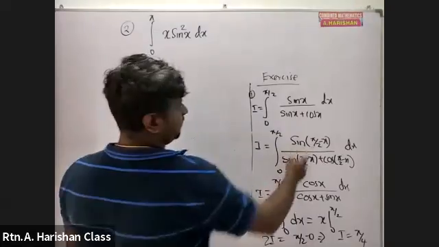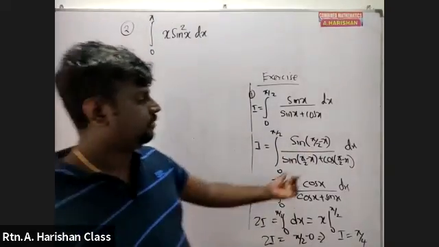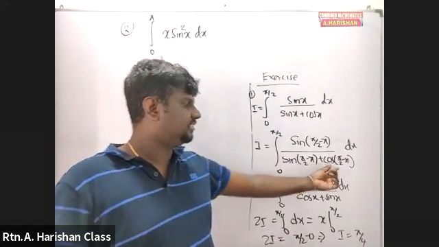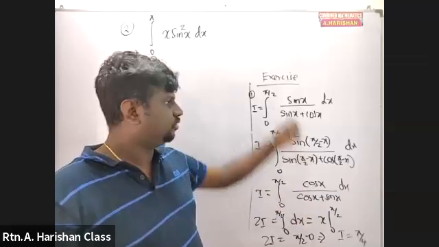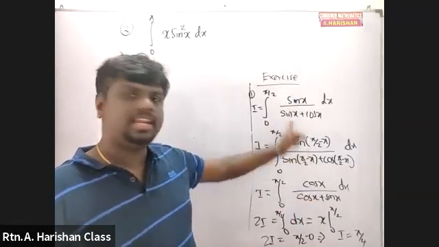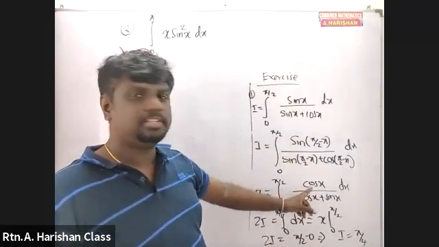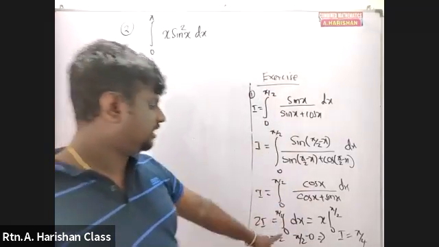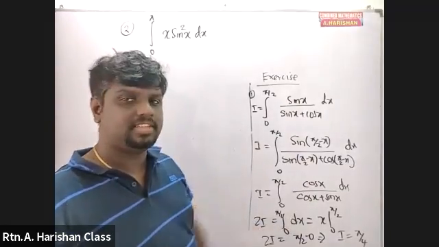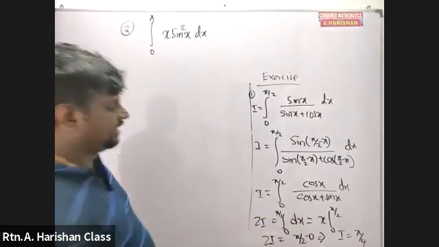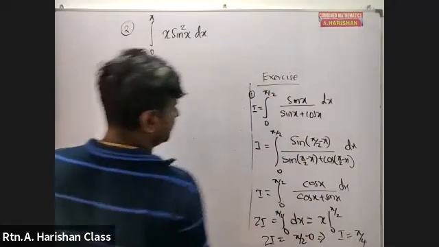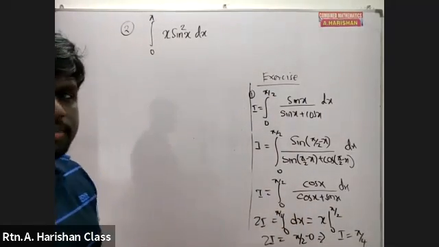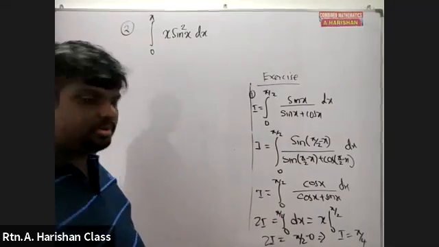So this is sin of (pi by 2 minus x) over sin of (pi by 2 minus x) plus cos of (pi by 2 minus x). So this is cos x, this is sin x, this is cos x. If you add these two, denominators are same. So sin x plus cos x on the top and cos x plus sin x on the bottom, that will be 1. So I straight away put 1 dx. If you integrate that, it is x, from 0 to pi by 2, that's it. So you divide by 2, that's it. So now you can do this one.